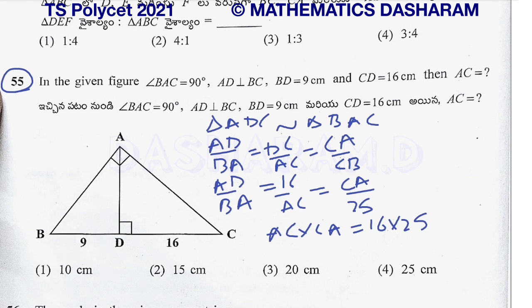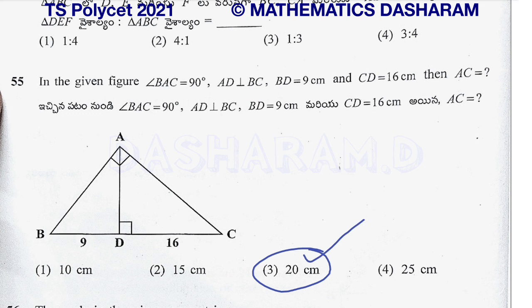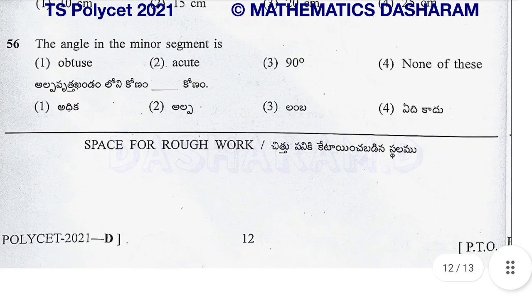AC and CA both are the same. Then AC square equals 16 into 25. Then AC equals under root 16 into 25. Root 16 is 4, root 25 is 5, 4 fives are 20. So here option 3 is correct. So next, question 56.